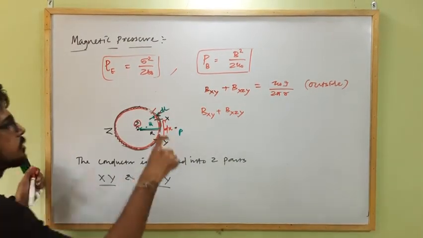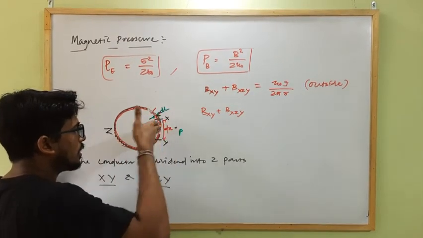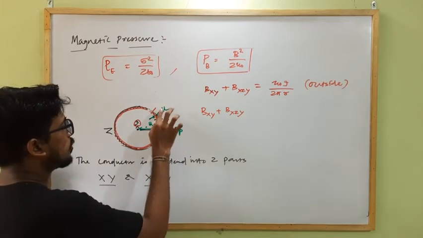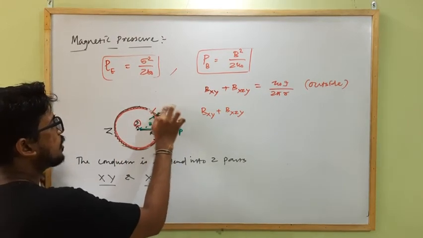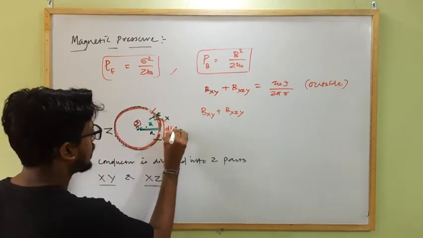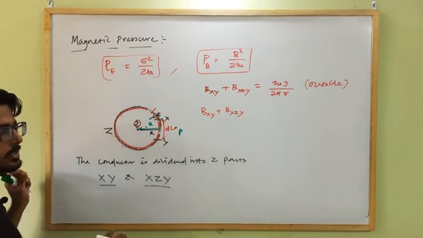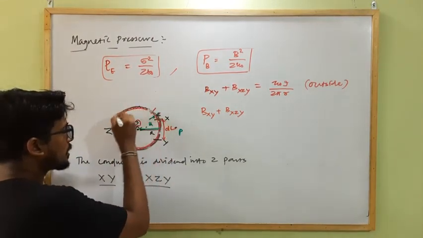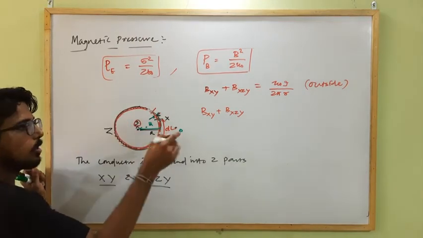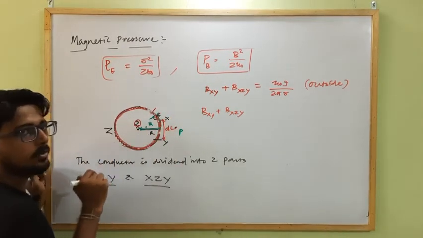Clear? So consider a small element of length dl on the surface; the width is negligible. What is the current passing over this length dl? The current I is passing all over the length 2 pi r, so the current over this length dl will be I divided by 2 pi r into dl, that is dI.